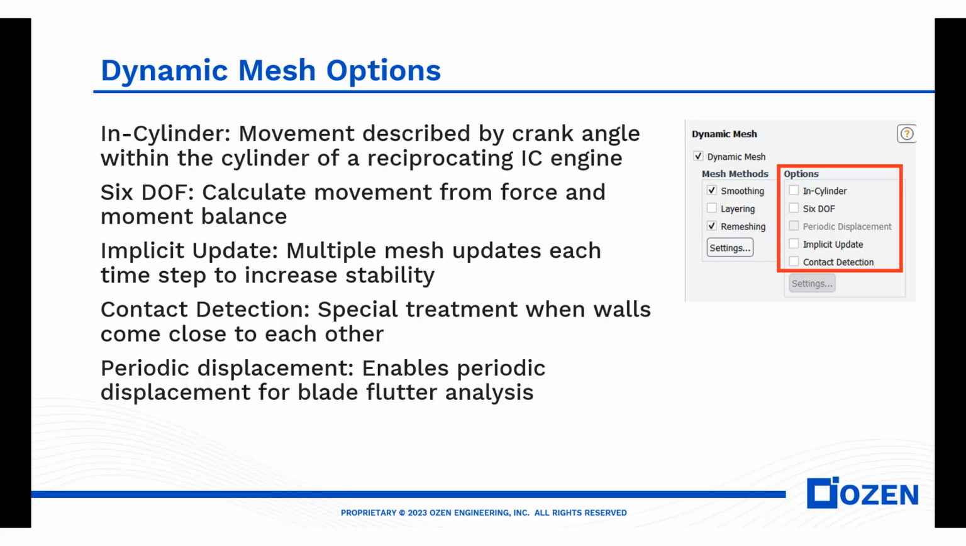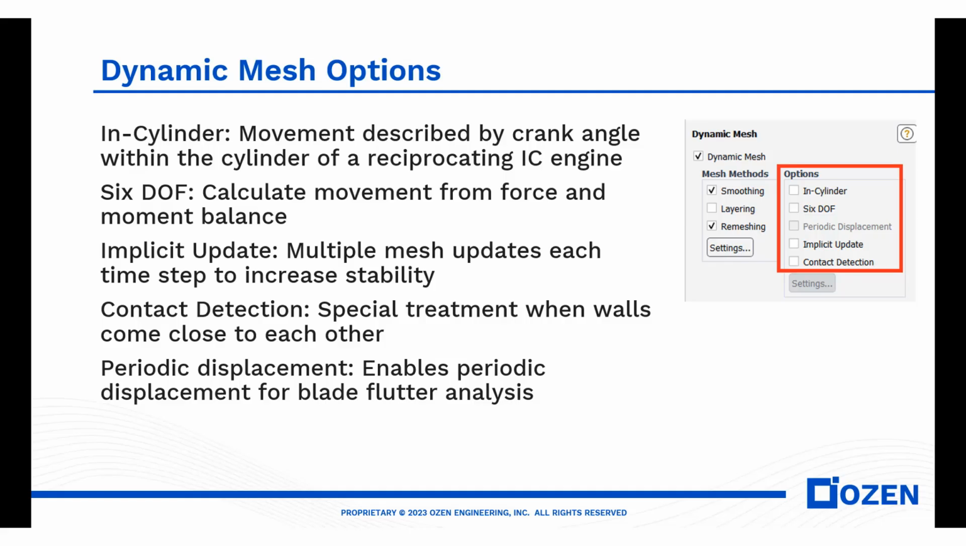Besides global settings, we have options. Start with in-cylinder. It is when we want to define the motion based on the crank angle, when we want to consider the motion of a cylinder in a reciprocating engine. The next option is six degrees of freedom. It is when we relate the motion to the force and moment balance.